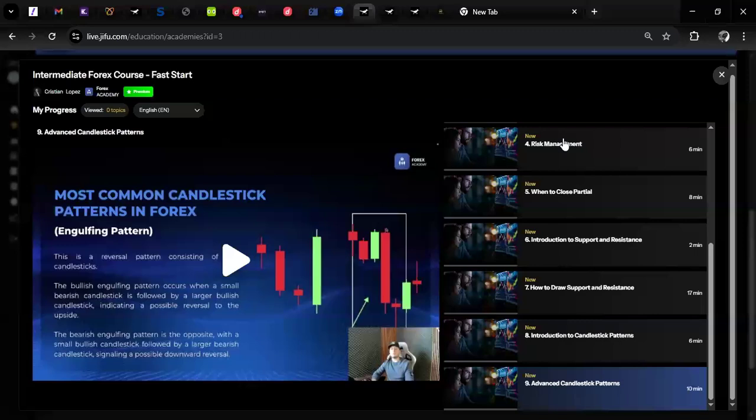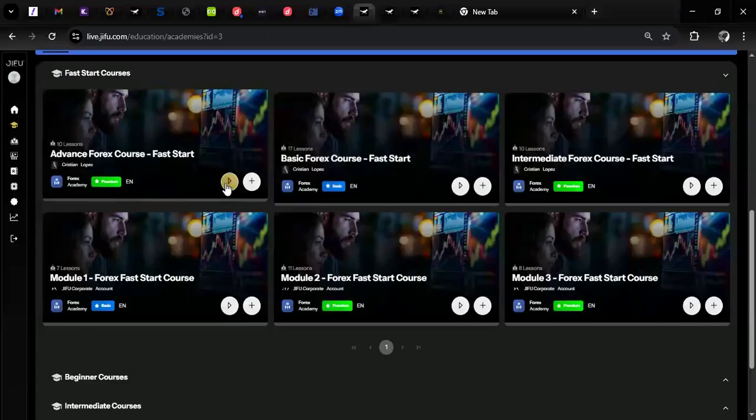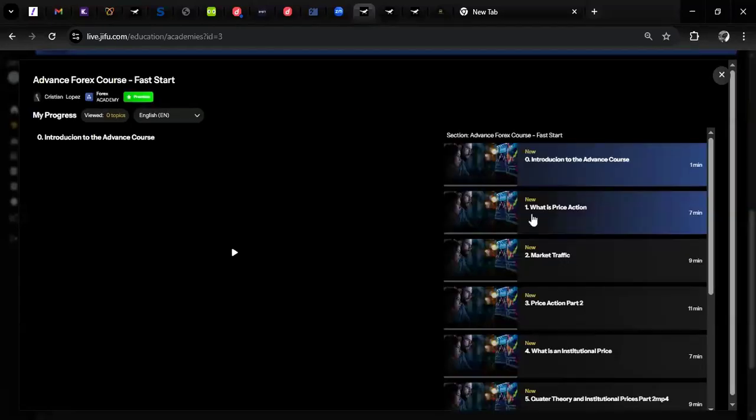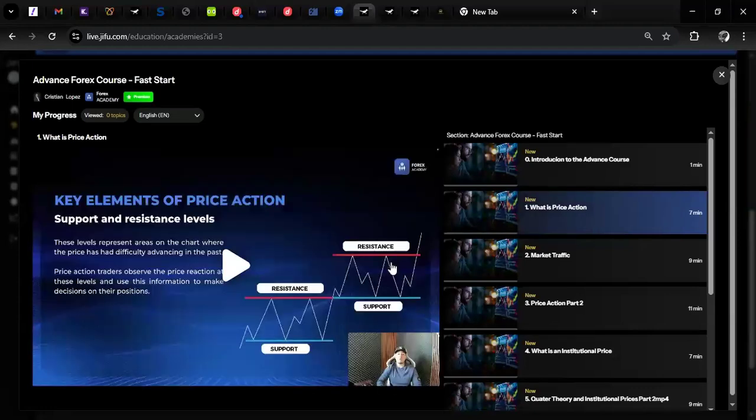So the next one we're going to be looking at is the advanced course. Advanced course: what is price action? Don't forget, on basic we spoke about price action candlesticks. That's candlestick price action, and this is price action itself on the chart.